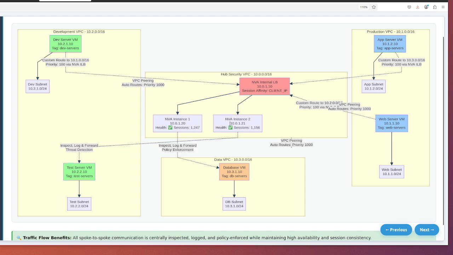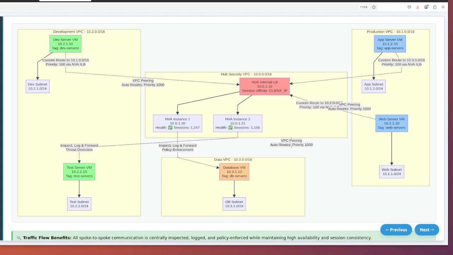The session affinity configuration in the ILB ensures that both directions of a conversation, the initial request from prod to data, and the response from data back to prod, flow through the same NVA instance. This is crucial for stateful inspection. From a performance perspective, this architecture adds one additional network hop compared to direct VPC peering. However, the security benefits typically outweigh this minimal latency increase, especially for critical business applications.